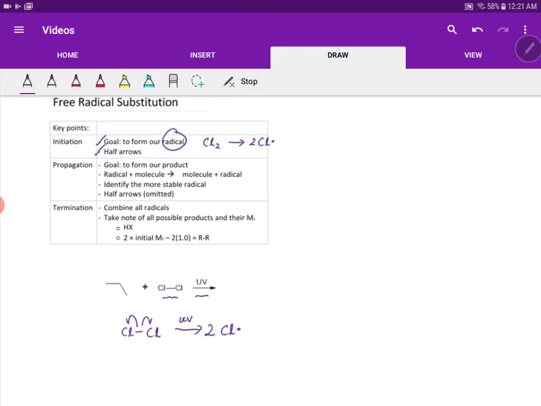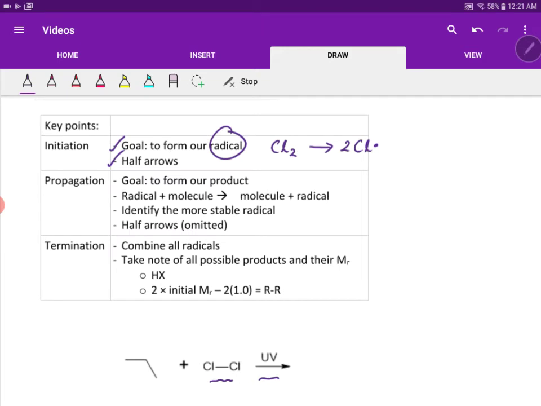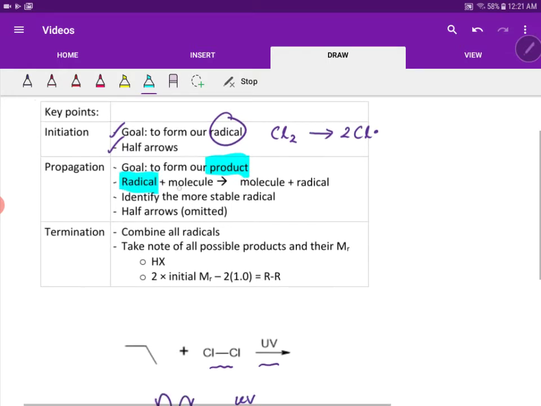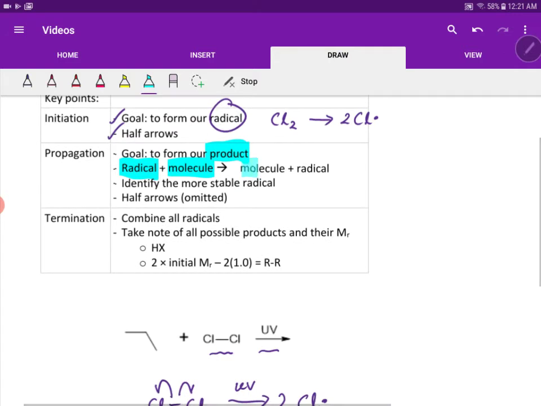Let's move on to the second step, propagation. The goal behind it is that we need to be able to form our product, and how it works is that we need to take a radical plus a molecule to give us a molecule and a radical. This means propagation, the reaction continues. This is how the reaction can continue. What we need to point out later is which is the more stable radical, and we also need to take a look at the half arrows.